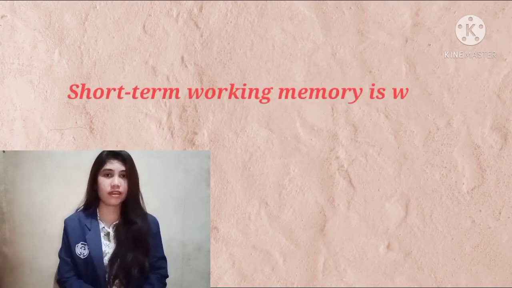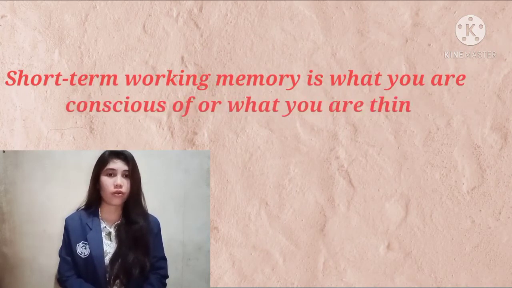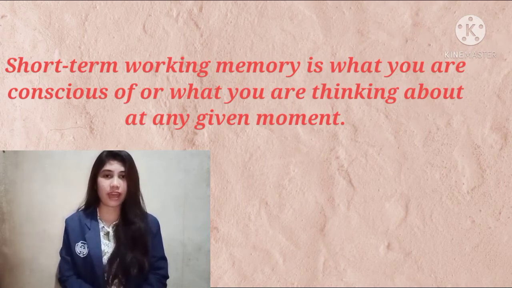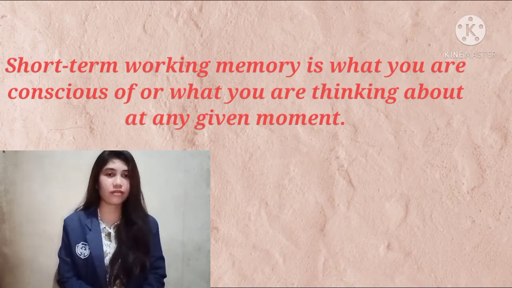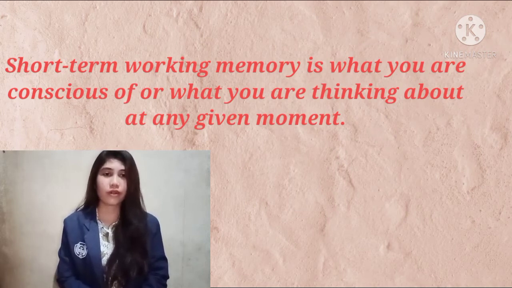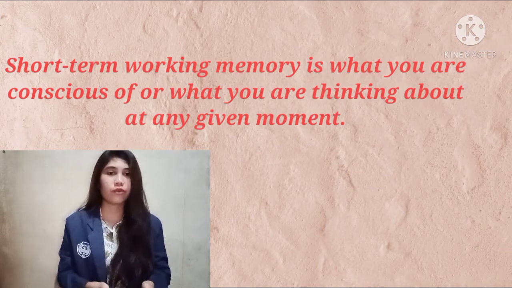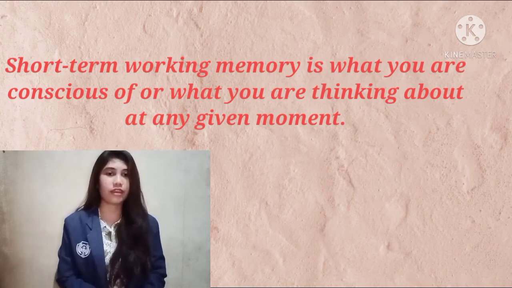Short-term working memory is what you are conscious of, or what you are thinking about at any given moment. This is where the memory work happens. People can only handle a small amount of information in their working memory at one time. We cannot think about a million things at once. In fact, we can only hold about 4 things in our working memory at a time. We also cannot hold that information for very long. Working memory duration is about 5 to 20 seconds unless we actively try to remember information by repeating it.